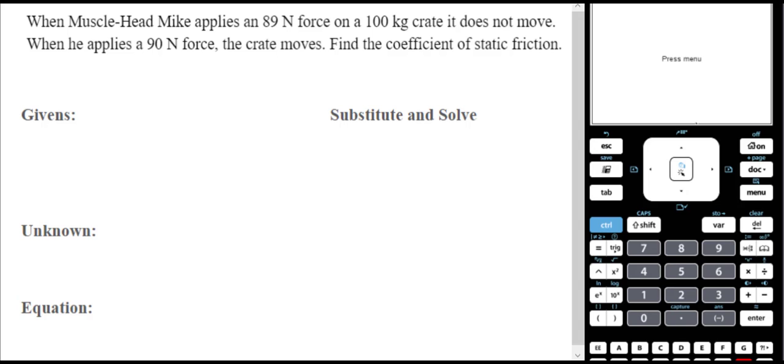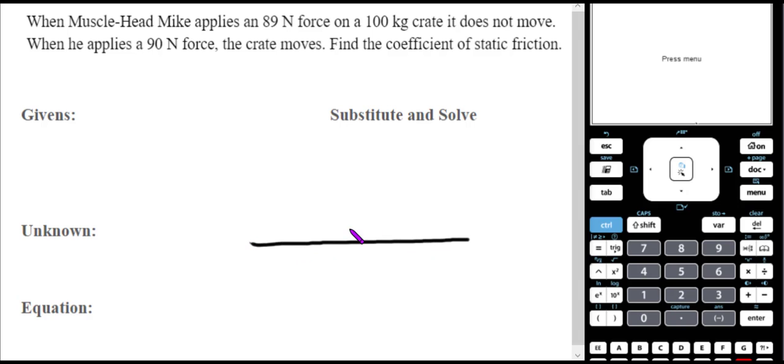When Musclehead Mike applies 89 newtons of force on a crate that is 100 kilograms, it does not move. When he applies 90 newtons of force, the crate begins to move. Let's find the coefficient of static friction. So this is a pretty complex problem.